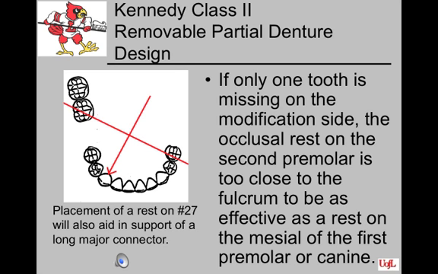If only one tooth is missing on the modification side and there is a two-tooth difference in the ideal location of the indirect retainer, then an additional rest is indicated to aid in the support of the major connector and to act as the indirect retainer. The occlusal rest on the second premolar is too close to the fulcrum line to be very effective. Therefore, the indirect retainer should be placed on the canine number 27 because it is the farthest point from the fulcrum and it will also aid in support of a very long major connector.